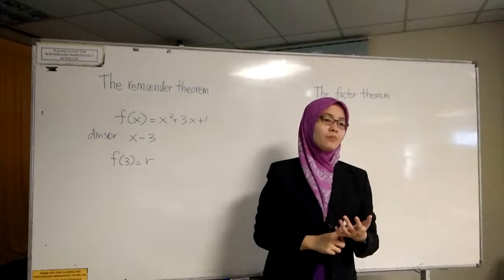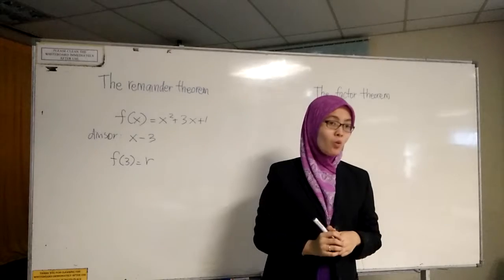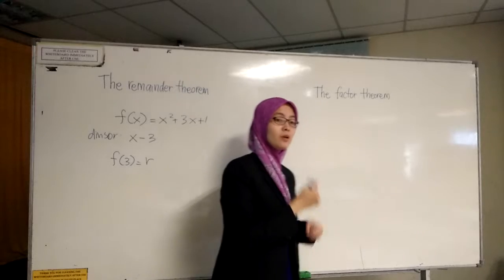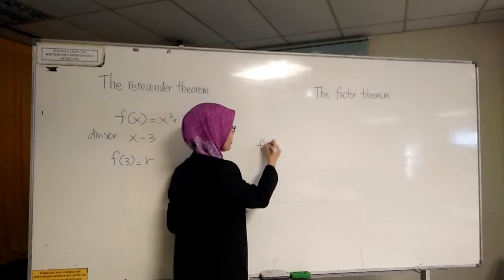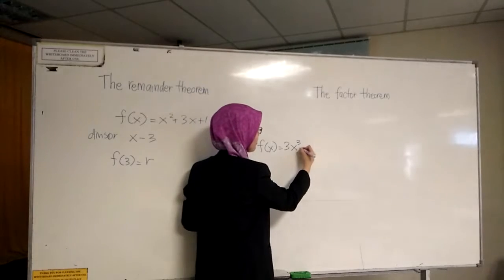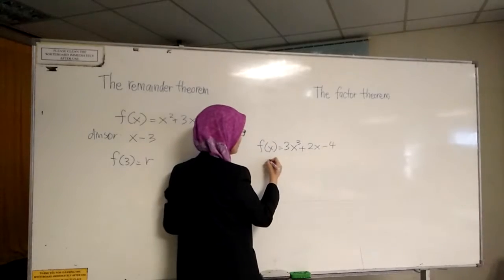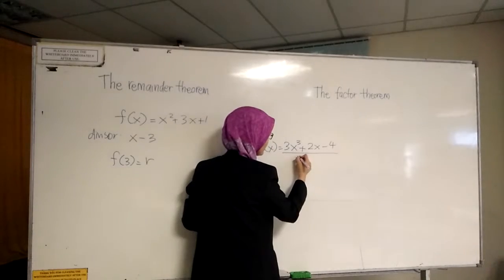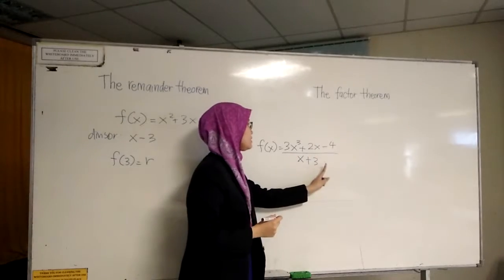Please refer back to the question that you did just now. Question D, you see your remainder is negative 91. What is the polynomial for that question? Can you read for me? 3x cubed plus 2x minus 4. Divide by, what is the divisor? x plus 3.